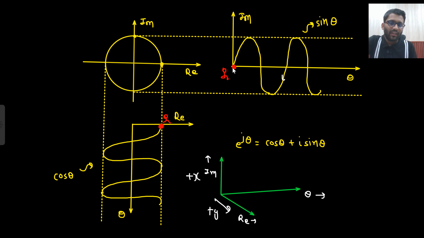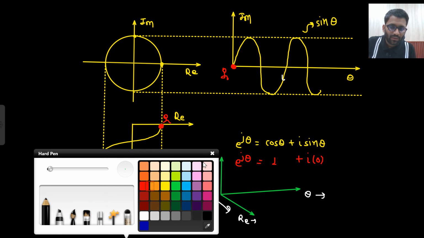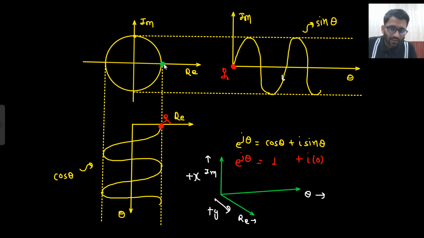So tell me one thing, if I am standing here, what is the amplitude of sine? 0. And if I am standing here, what is the amplitude of cos? 1. So what is the value of e^(jθ)? That is 1. So I am here on this particular axis. Say yes or no. On the real axis I am at this distance, and on the imaginary axis I am at 0.